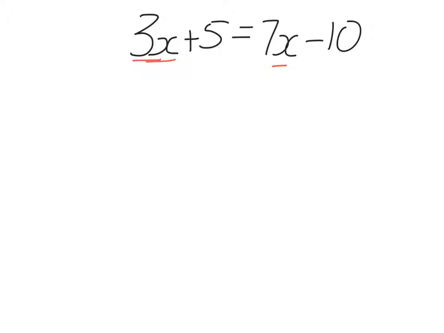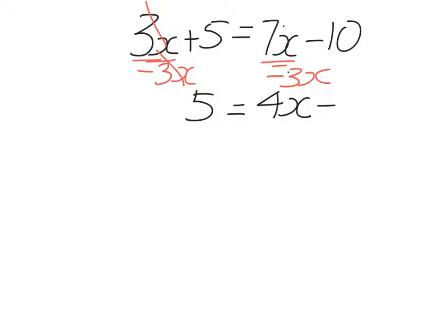So here I've got a 3x and a 7x. So I'm going to subtract 3x because that's the one with the lowest number in front of it. If I subtract 3x from the left-hand side of the equation, I must also do it to the right-hand side. So on the left-hand side, 3x minus 3x is just 0. I'm left with just 5 on the left-hand side. 7x minus 3x is 4x. And I haven't done anything to the negative 10, so it stays as it is.